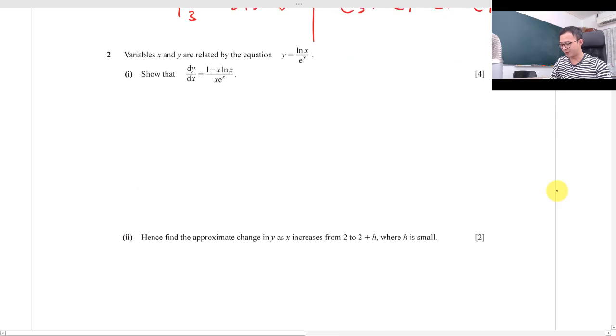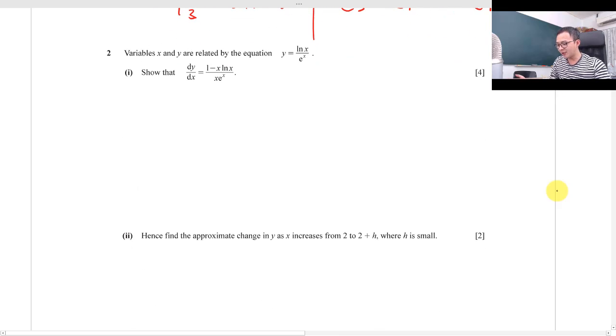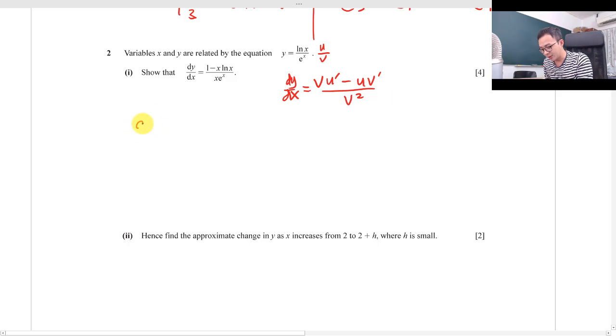It's quite straightforward. Variables x and y are related by this equation. Show dy/dx. So basically you have u and v over here. You should know this one is the quotient rule. Just in case some students do not know the quotient rule, the formula is (v du minus u dv) over v squared. So basically what I'm doing here is applying the quotient rule.